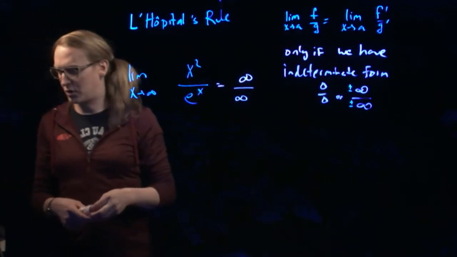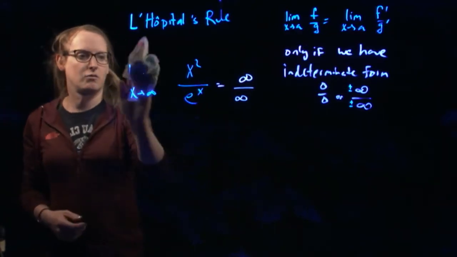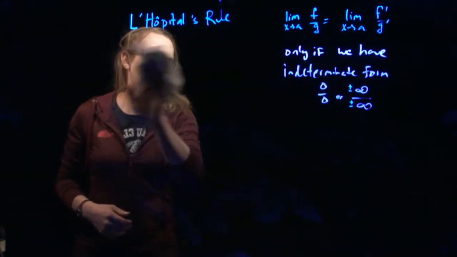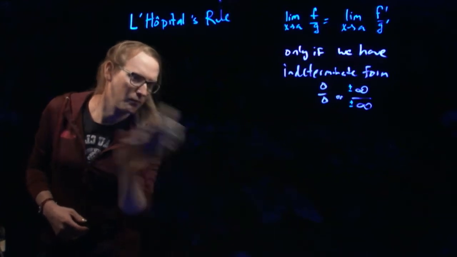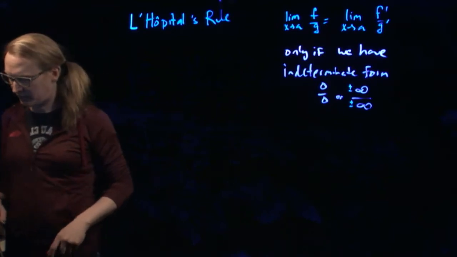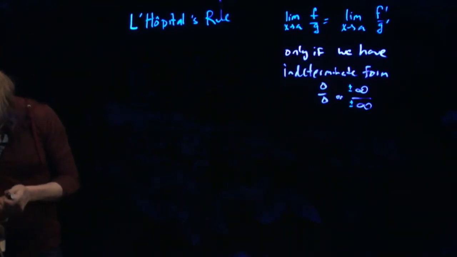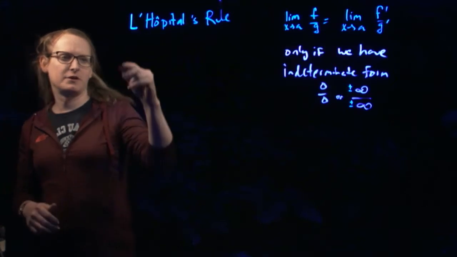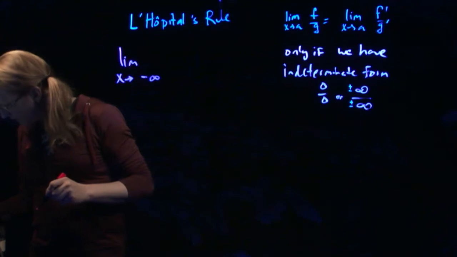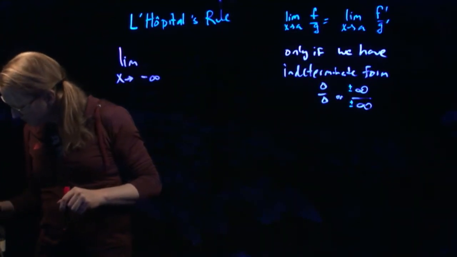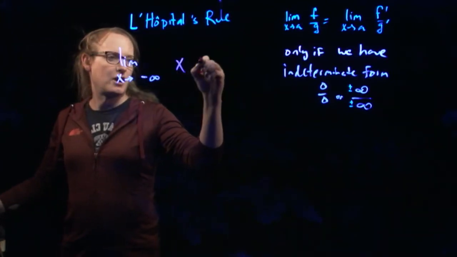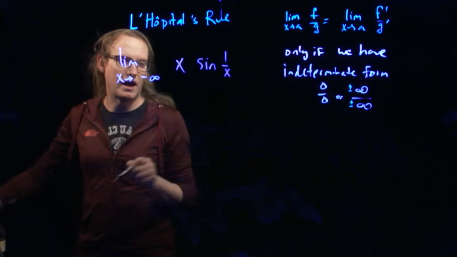All right, let's do one more derivative with L'Hopital's rule. Let's do the limit as x approaches negative infinity of, no, I want to do 2 more, of x times sine of 1 over x.